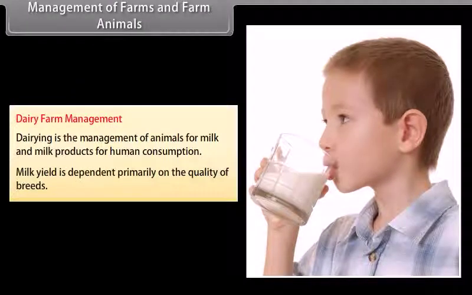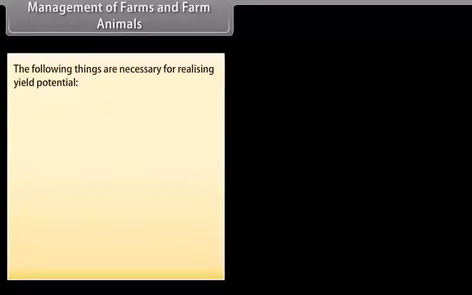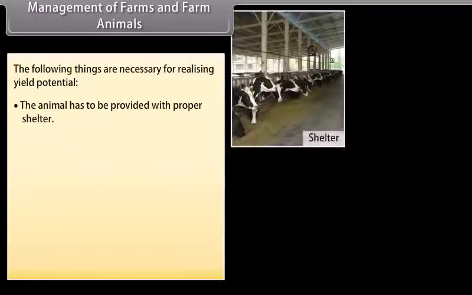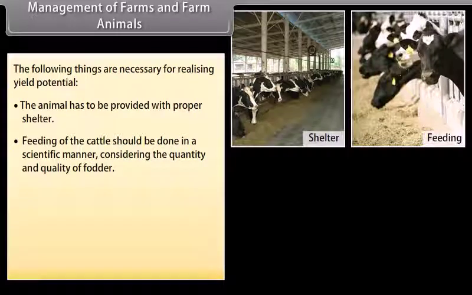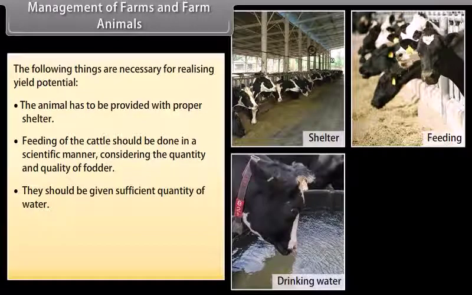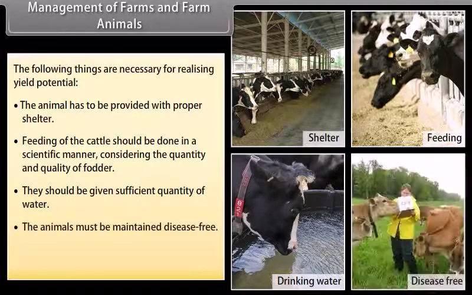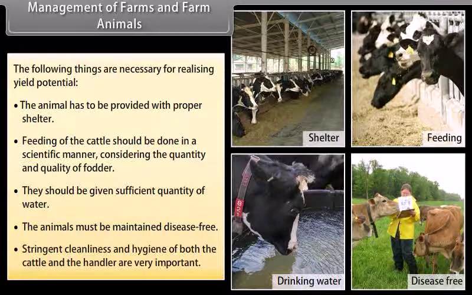Milk yield is dependent primarily on the quality of breeds. The following things are necessary for realizing yield production. The animal has to be provided with proper shelter. Feeding of the cattle should be done in a scientific manner, considering the quantity and quality of fodder. They should be given a sufficient quantity of water. The animals must be maintained disease-free. Stringent cleanliness and hygiene of both the cattle and the handler are very important.